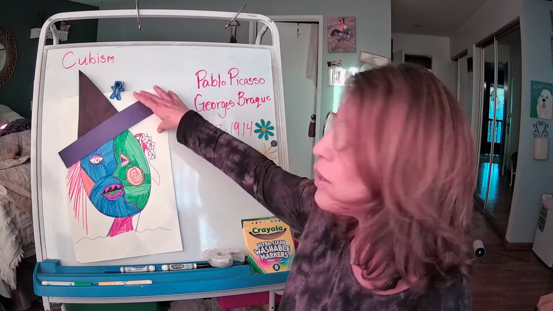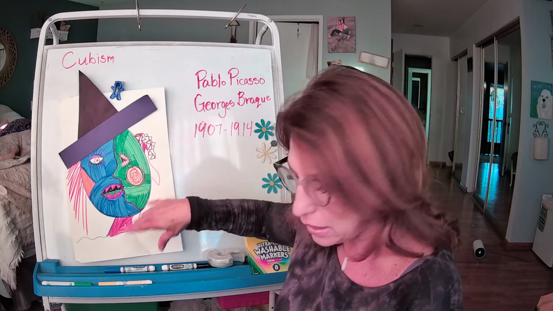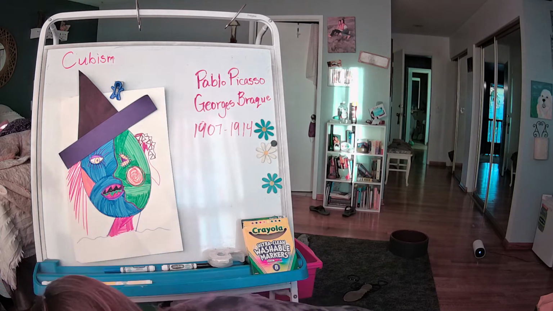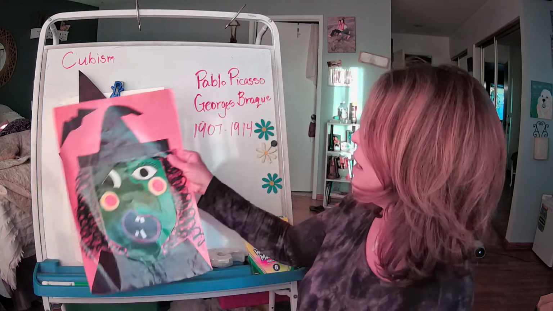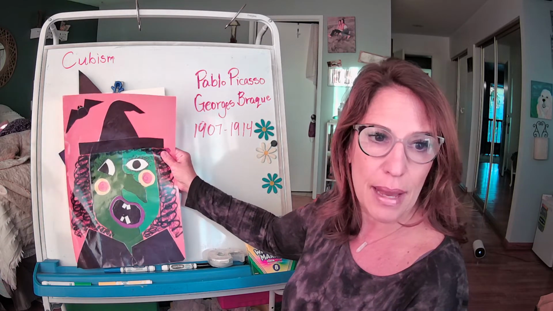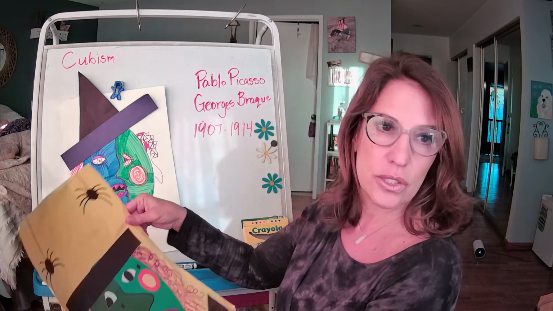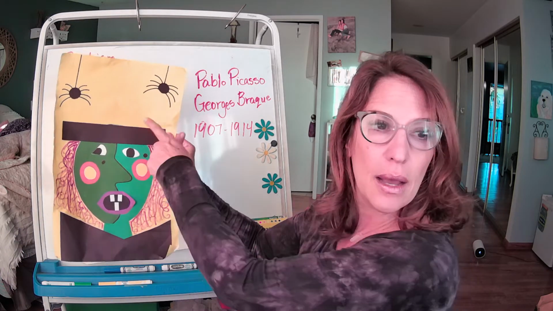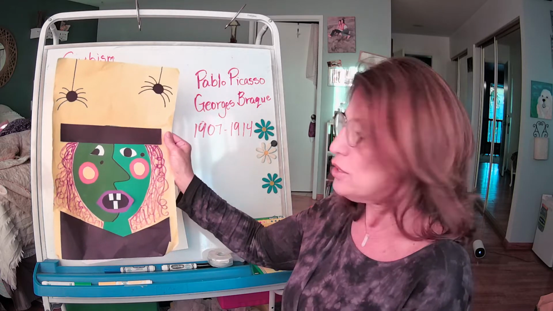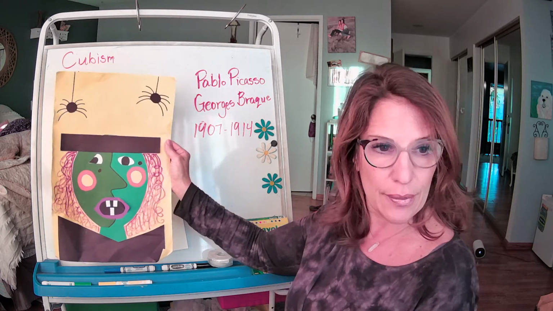Don't forget the background. You can color the background any color you like. You can also put little friends in the background. This one has a bat in the back of her. And this one, whose hat I just ripped off, yes, I did, has spiders in the back. And she's just got some curly hair that I put on there.